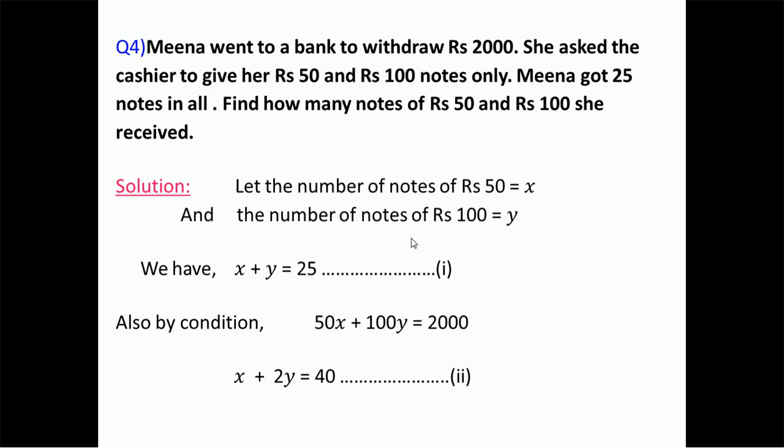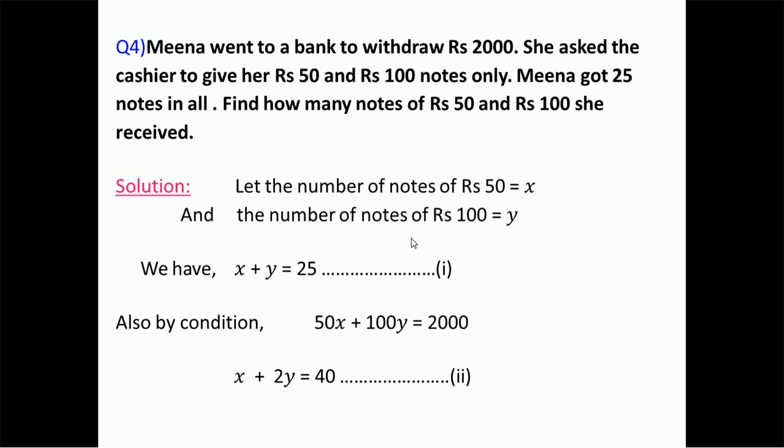Meena went to a bank to withdraw rupees 2000. She asked the cashier to give her rupees 50 and rupees 100 notes only. Meena got 25 notes in all. Find how many notes of rupees 50 and rupees 100 she received.